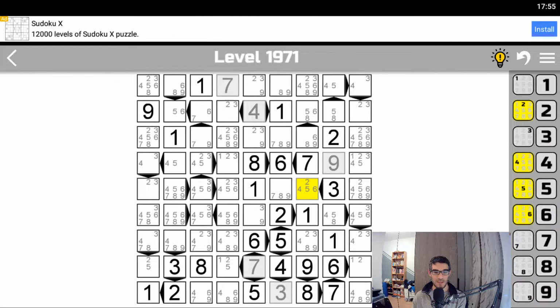So this must be a 2 then. It can only be a 2. So this doesn't work anymore. This doesn't work anymore. So this also doesn't work anymore. Yeah, but this doesn't work, see? Because I have a 2 and a 3. So this can be. So this can be a 3 also.